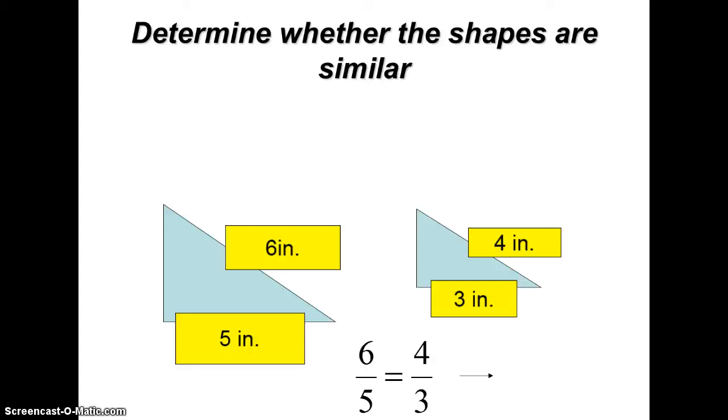So we'll set up our ratios. Our ratio is that hypotenuse over that bottom leg. We call them leg if it's a right triangle. So 6 inches over 5 inches, that's our ratio for the larger triangle. We're comparing it to 4 inches and 3 inches.